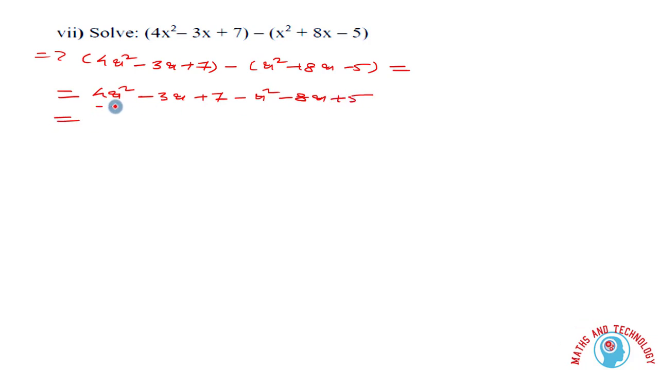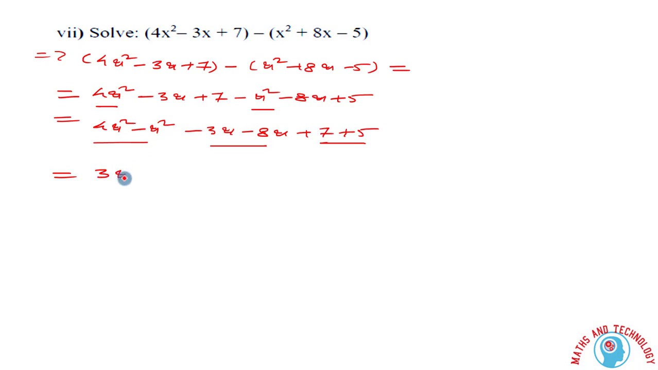Here the x square terms: 4x square minus x square, then minus 3x minus 8x, and lastly plus 7 plus 5. These are like terms: 4x square minus 1x square is 3x square, minus 3x minus 8x is addition, minus 11x, plus 7 plus 5 is 12, which is our required answer.